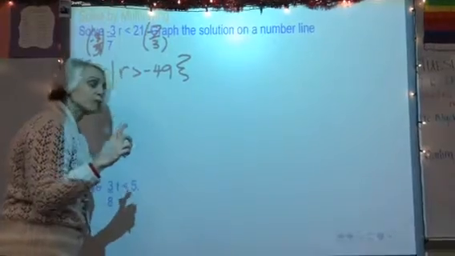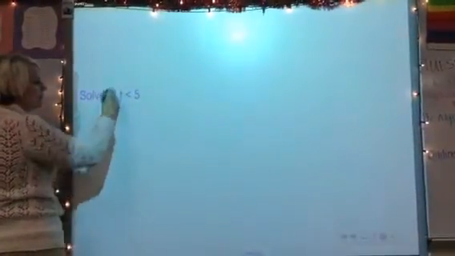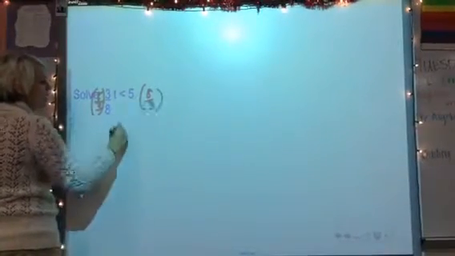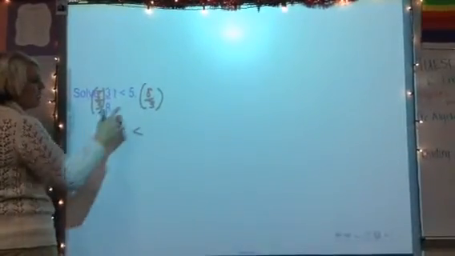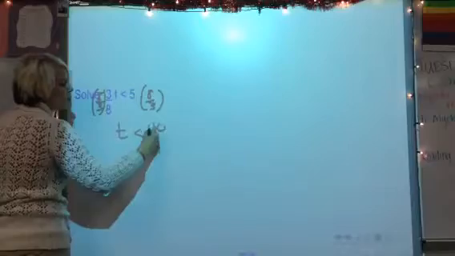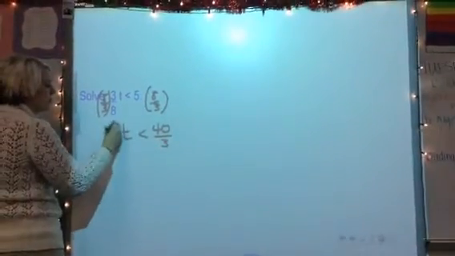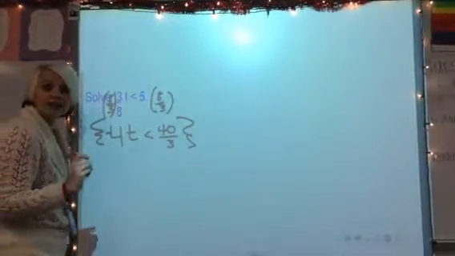Let's try one more example before you try your own. 3/8 t is less than 5. So we're going to multiply by the reciprocal, which is 8/3. You get t. This is not multiplying by a negative, so it stays less than. And then we multiply straight across here, we get 40/3, which you can do the mixed number for if you want to. We put it in set notation, so t is less than 40/3. You try the example in your notes.